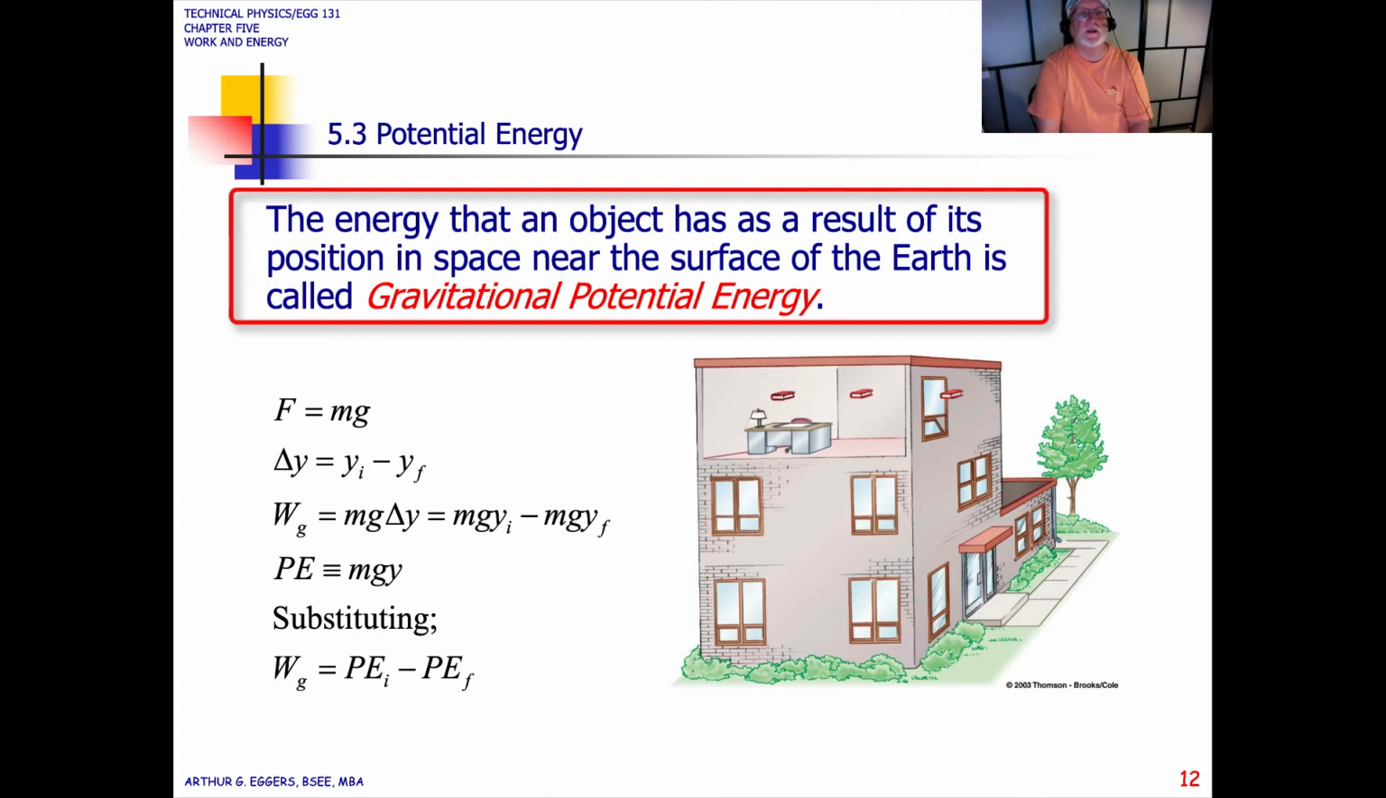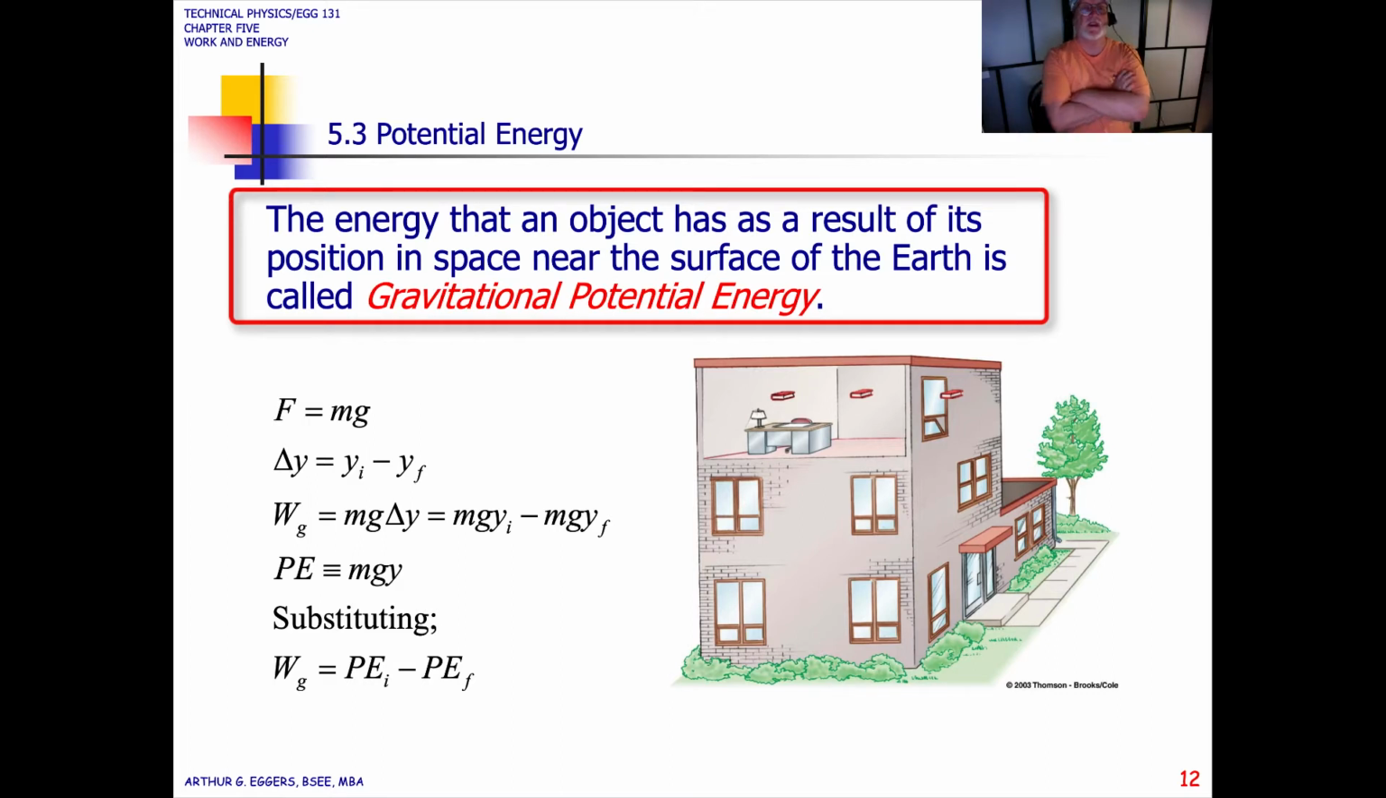So we've just seen how we developed kinetic energy relationships using the definition of work and one of our motion equations, and coming up with the kinetic energy equaling 1/2 mv squared. Now let's look at potential energy.